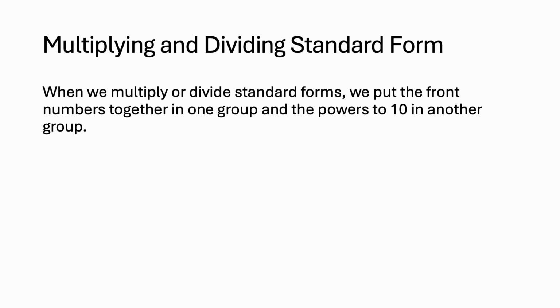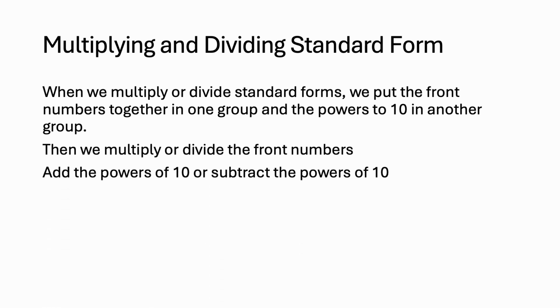Okay, now we're going to look at multiplying and dividing standard form. When we multiply or divide standard forms, we put the front numbers together in one group and the powers of 10 in another group. Then we multiply or divide the front numbers and add or subtract the powers of 10 in the other group, depending on whether we are multiplying or dividing the standard forms.